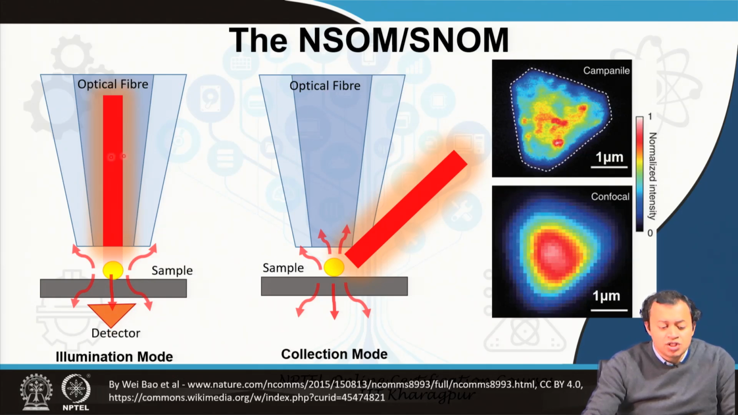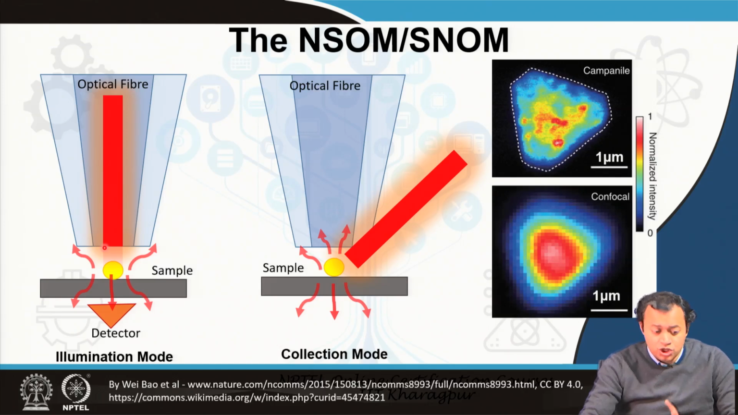Why scanning? Because this optical fiber is scanned all over the surface with a distance of 50 nanometer or less, and the detector is also moving, and the detector also detects all of the photons, all of the light, all of the electrons or anything that gets scattered from the sample, because it is being illuminated by near field.